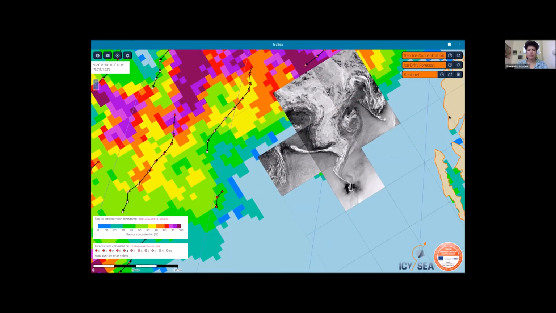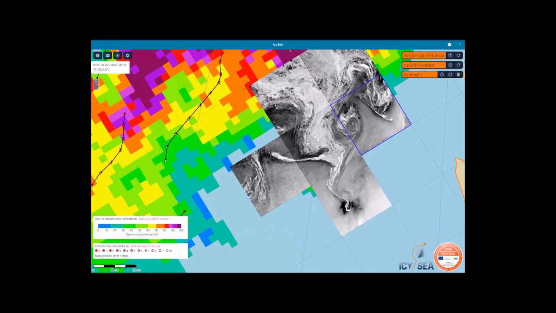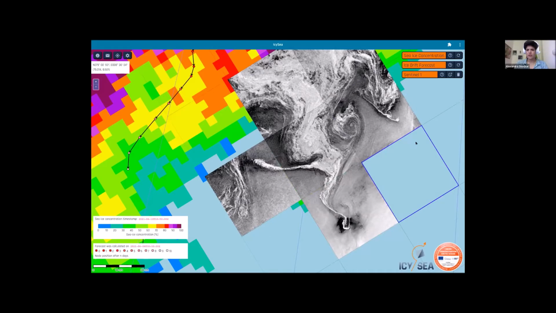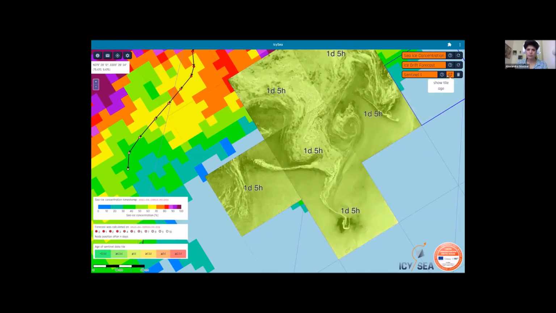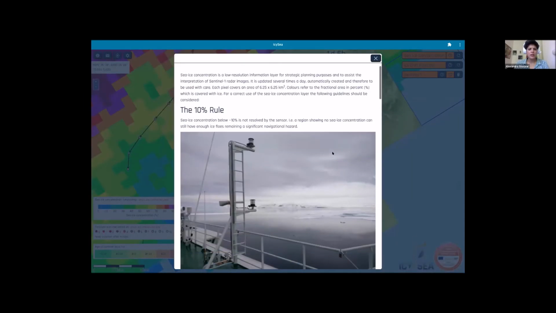So yeah, the Sentinel-1 images are updated, sorry, I'm just hearing some background noise. You can have the timestamp of these images. So show tile age here. These images are a day and 5 hours old. The update is normally around 4. So hopefully later this afternoon, there will be new images that are less than a day or less than half a day old. And then for each layer, there's some information. If you're unfamiliar with sea ice concentration data, you can look here at the 10% rule: below 10%, the sea ice concentration won't necessarily show.